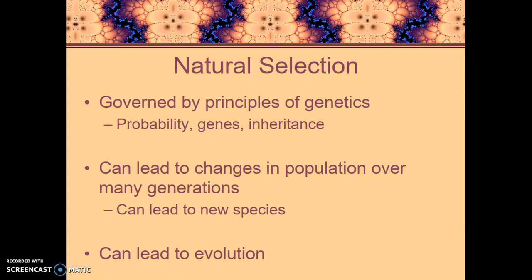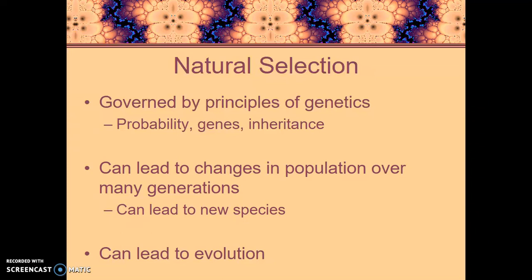So natural selection is governed by the principles of genetics that we studied in the last unit, that probability of offspring having a particular trait, the genes that are available to be passed on, as well as the inheritance pattern that those genes followed. So all that stuff that we learned in the last unit.